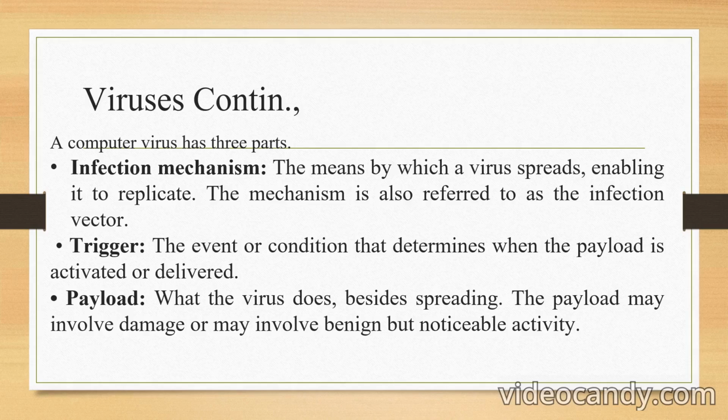What is meant by infection mechanism? This means how a virus spreads, enabling it to replicate. The mechanism is also referred to as the infection vector. Trigger means an event or condition that determines when the payload is activated or delivered. Payload is what the virus does besides spreading. The payload may involve damage or may involve benign but noticeable activity.